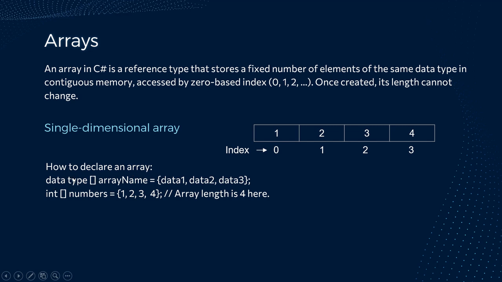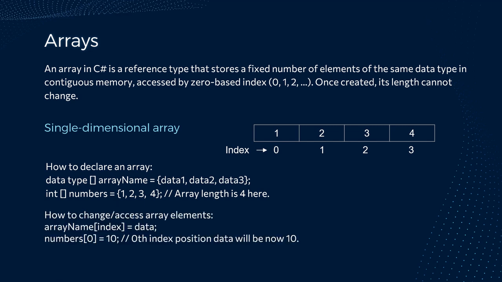Now how to declare an array? To declare an array, we first need the data type. For a single dimensional array, we write the data type, then square brackets, then the array name and equals, and on the right hand side we have different data of the same type. One example: int, then square brackets, numbers equal to, and in curly brackets 1, 2, 3, 4. So the array length is 4 here. I will be discussing more variations in our demo part.